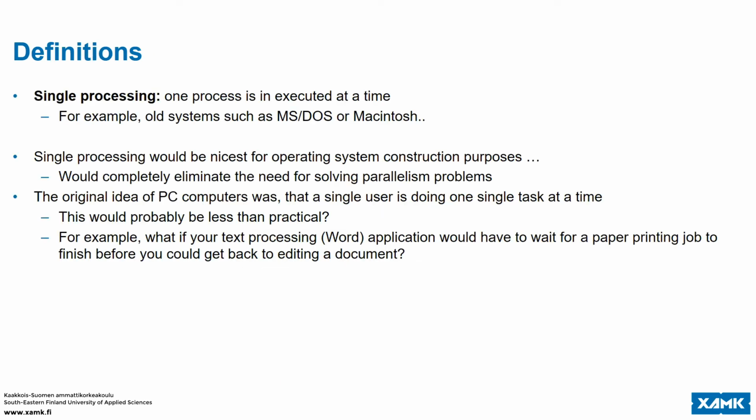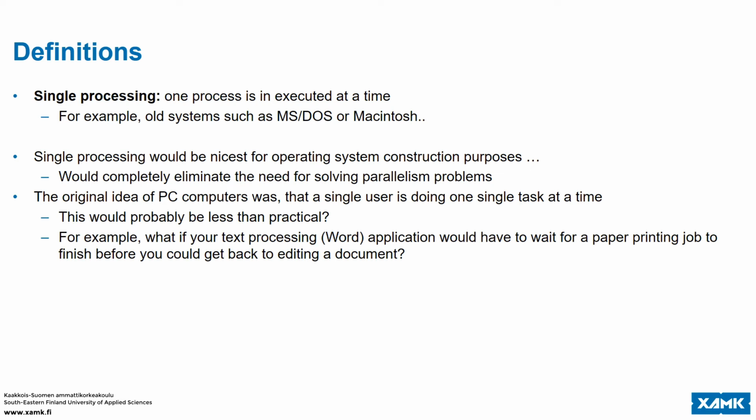Now that we have looked at what processes and programs mean in practice, let's take a couple of formal definitions. These definitions are useful for the purposes of understanding how the processes actually work. So if we start with single processing, that is the idea of one process being executed at one time. That means that if you have a computer or operating system which is only capable of single processing, it will not be able to run multiple programs at the same time.